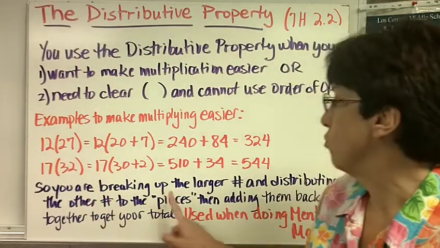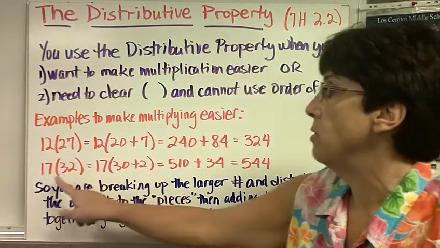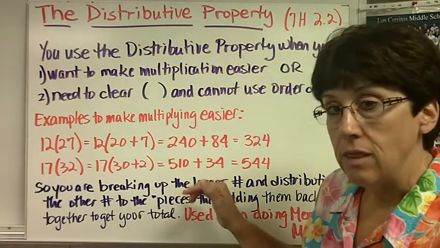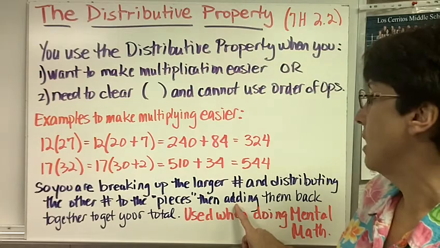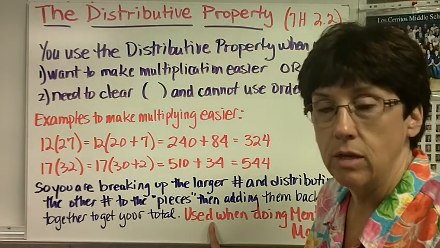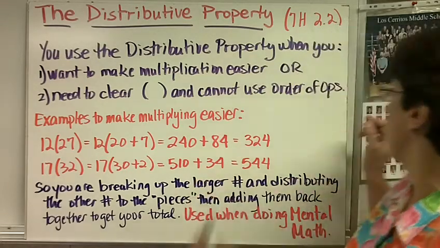So what you're doing is you're breaking up the larger number into pieces and distributing the other number to the pieces. And then when you get those sums, you'll add them back together. And that's how you get your total. We really use this when we're doing mental math, okay? Because you can break it apart, keep one answer in your head, get your other answer, and add it together.